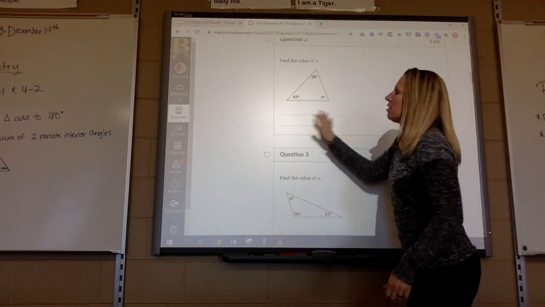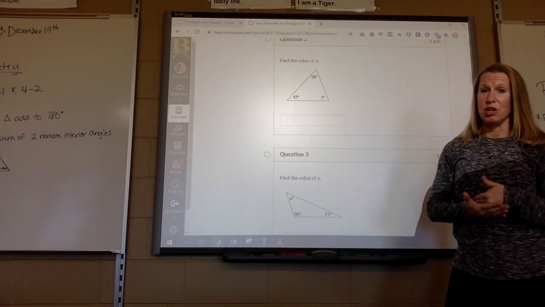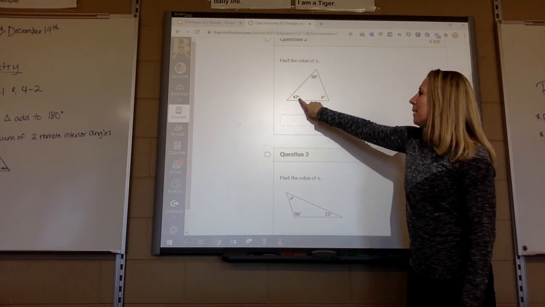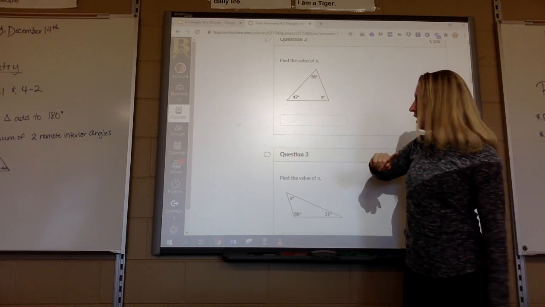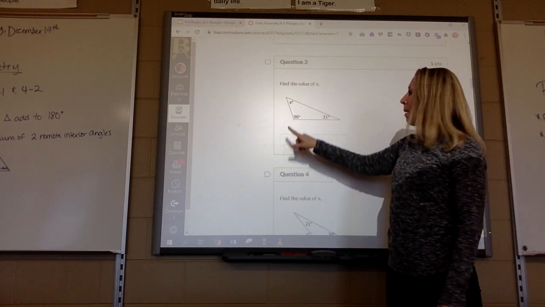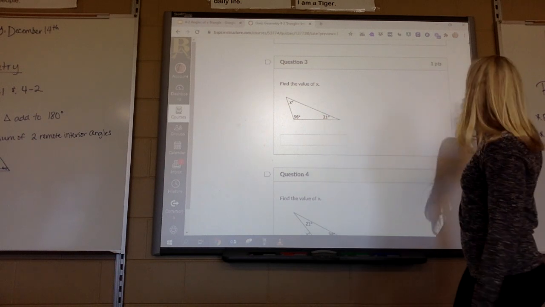For these, all the angles in a triangle add up to 180. So start with 180 in your calculator and subtract the other angles. So 180 minus 47 minus 58. Number 3 would be 180 minus 96 minus 21.